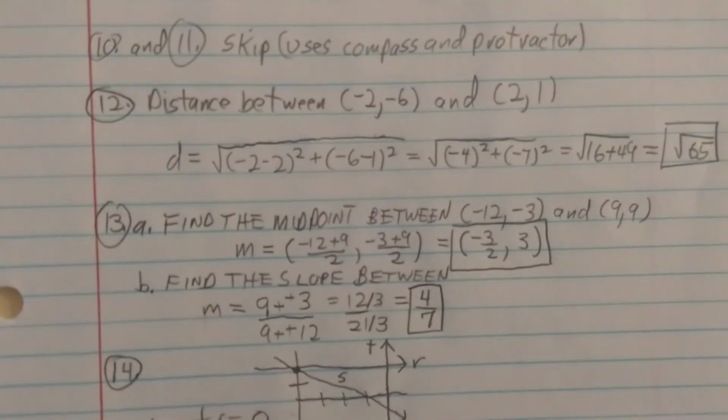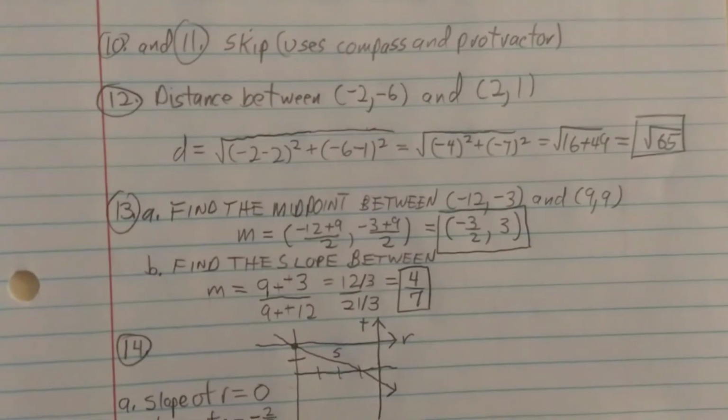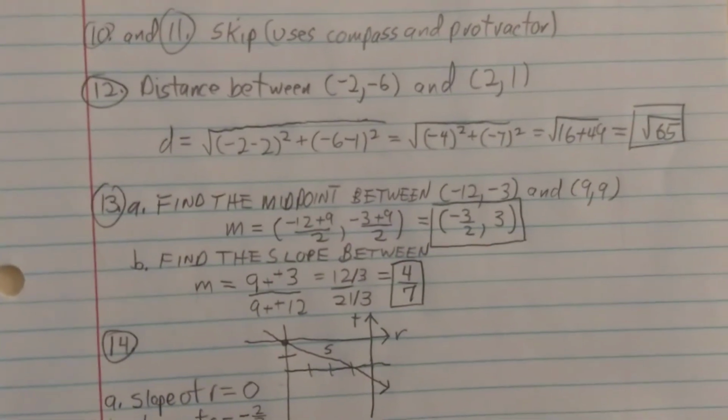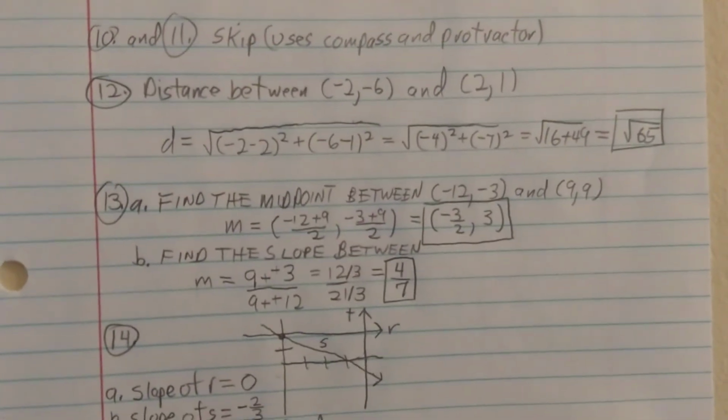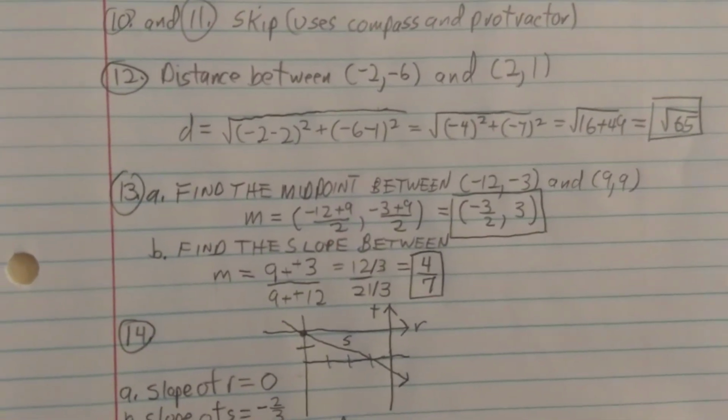I'm going to let you skip 10 and 11, which are using compass and protractor, because I knew that if you were in class and had followed what we did in class, you'd be able to do it. So I'm just going to say don't worry about it for this at-home test.